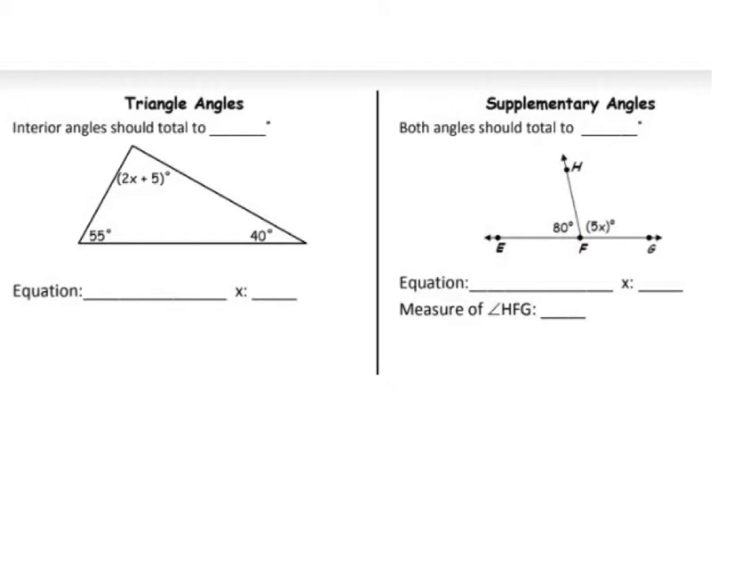So on Friday, we covered triangles because we've been working with triangles for a while, and then supplementary angles. So this is just a reminder. This is not on your notes, so you don't need to write anything down. It's just a reminder on how to do it. So it says interior angles should total to what? What do interior angles in a triangle total to?